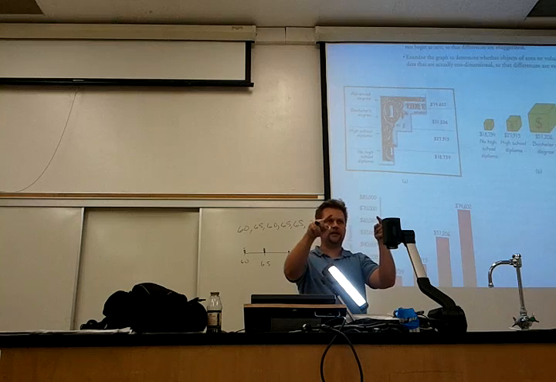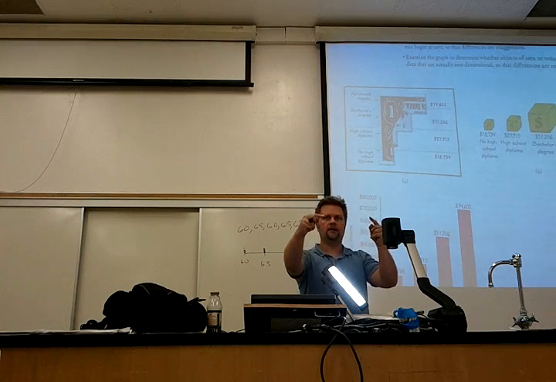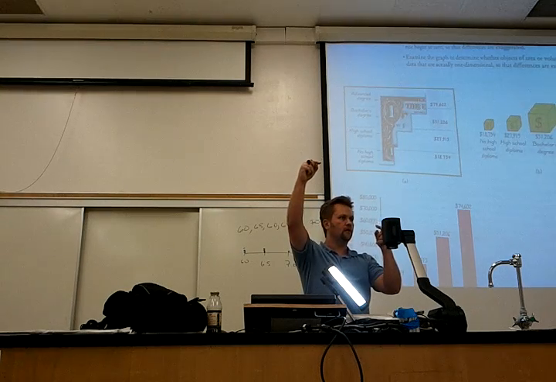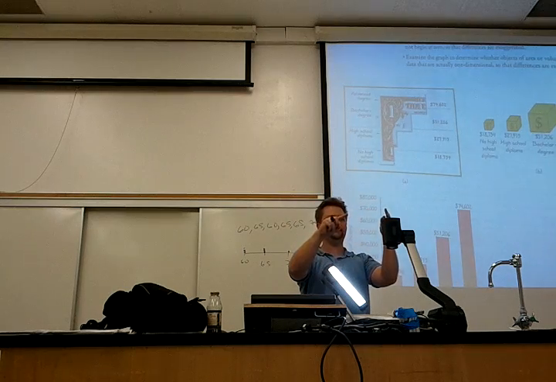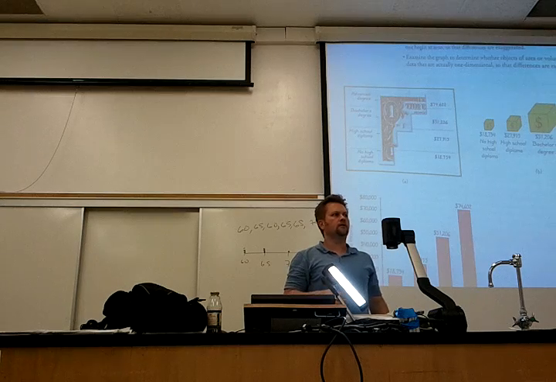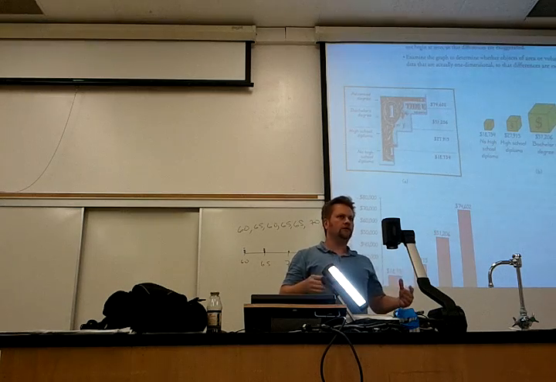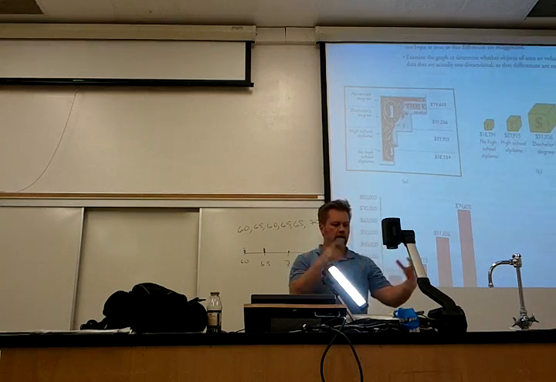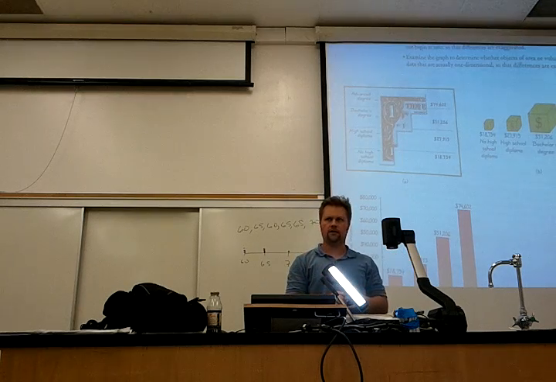If you triple the length of a side of a cube, that means every side just got tripled, right? So the volume got 3 times 3 times 3 times bigger. They got 27 times bigger. So again, you're overstating the differences. Do you guys see what I'm saying?